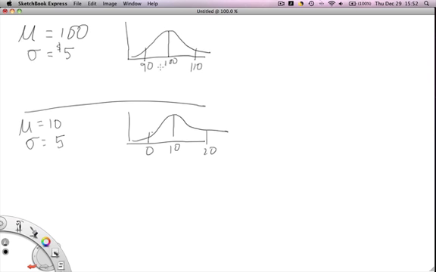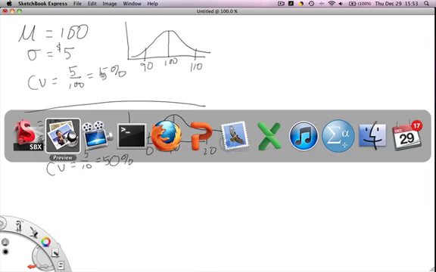All right, so this hopefully motivates why we would want to look at the coefficient of variation to measure relative dispersion. So the coefficient of variation here is going to be the standard deviation 5 divided by the mean, which is equal to 5%. The coefficient of variation down here, on the other hand, is going to be 5 over 10, which is 50%. Coefficients of variation are often expressed in percents, and in this case we see that this stock is considerably more risky, has a higher relative dispersion than the first one. All right, so that's the coefficient of variation.